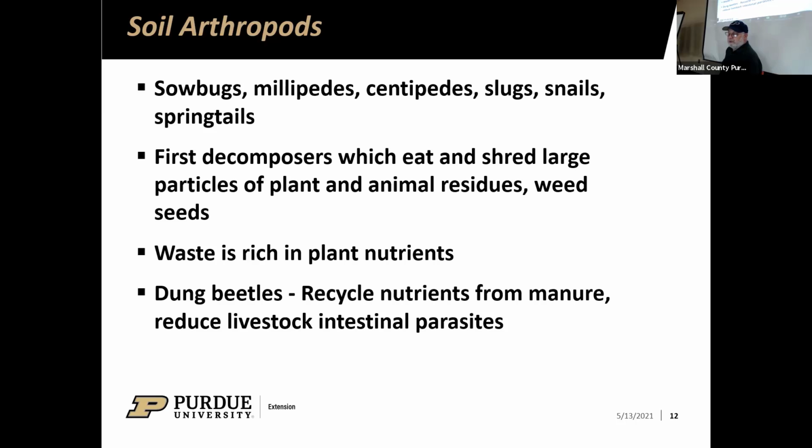So waste is rich in plant nutrients, being animal waste or plant debris. Dung beetles recycle nutrients from manure and reduce livestock intestinal parasites. So a proper grazing system actually has livestock producing a softer manure. Hard cow pies are an indication of poor grazing. But in either case, we have these dung beetles that start recycling that manure and releasing the nutrients to be utilized in the soil environment.